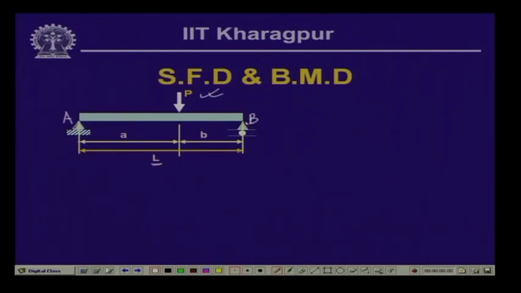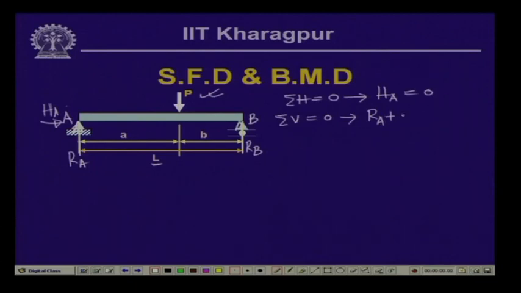Now, if we draw the free body diagram of the whole beam, since this particular beam does not have any axial or horizontal force, the horizontal reaction H_A will be equal to 0, as we have seen earlier. So, we will have the vertical reactive force R_A and the vertical reactive force at B, which is R_B. Summation of horizontal forces equal to 0 gives us that H_A is equal to 0. Summation of vertical forces equal to 0 gives us that R_A plus R_B is equal to the vertical load P which is acting.